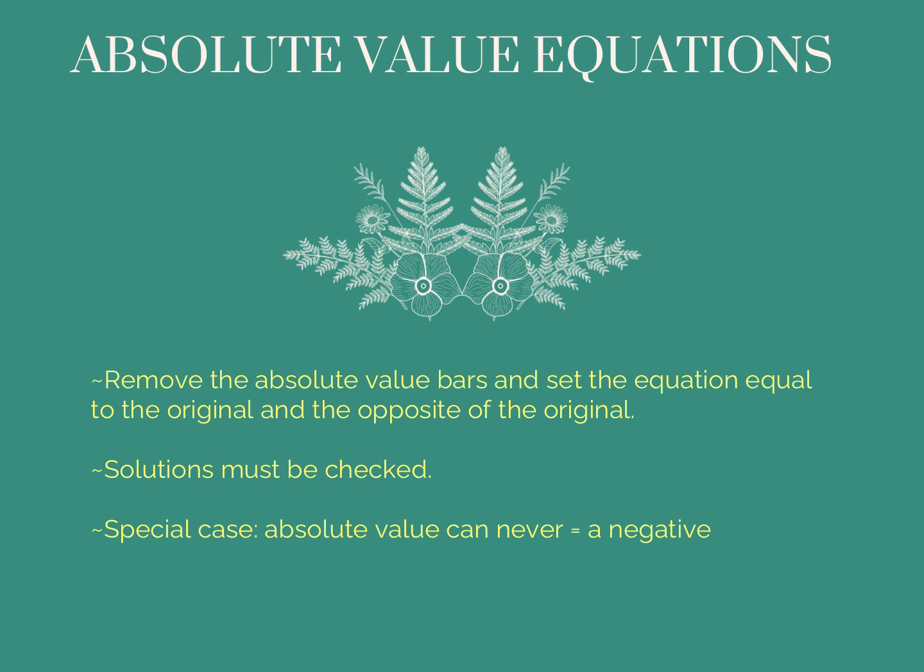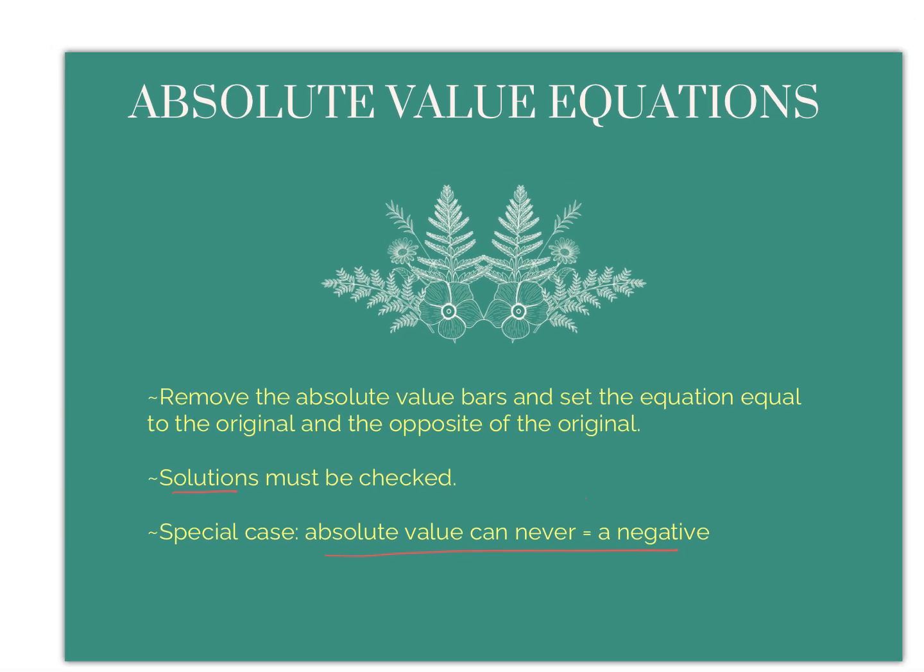So now we get to these absolute value equations. And again, we've learned about absolute values before. You learned about them in Algebra 1. Hopefully you remember it. If not, I don't think it'll take you too long. But just know that you do have to check for extraneous solutions in here as well. Okay, so your solutions must be checked. Absolute values can never equal a negative number, so we'll talk about that. Again, we do have to check the solutions.